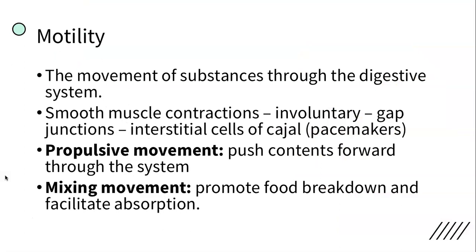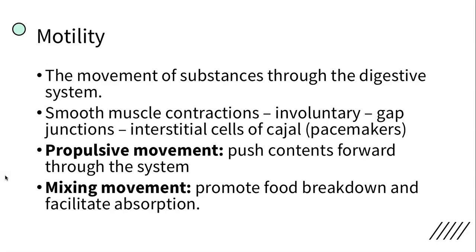Motility is how the substances are going to be moving through that particular area of the digestive system. All of this movement is going to be due to, for the most part, smooth muscle contractions. Now, if you remember, smooth muscle is obviously involuntary. We're not thinking about doing these things. You can't control it. And the reason that these smooth muscle contractions are able to work in unison is because they have these gap junctions, which, remember, cardiac muscle has as well, that allow signals to sort of spread across the entire muscle, so that they can all contract at the same time.